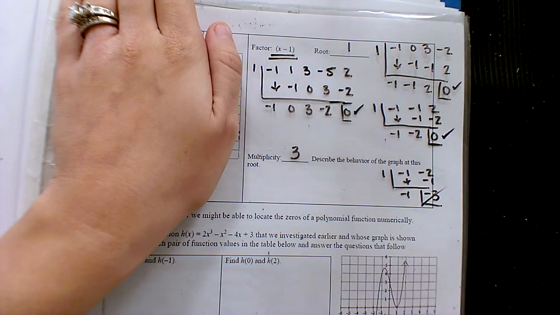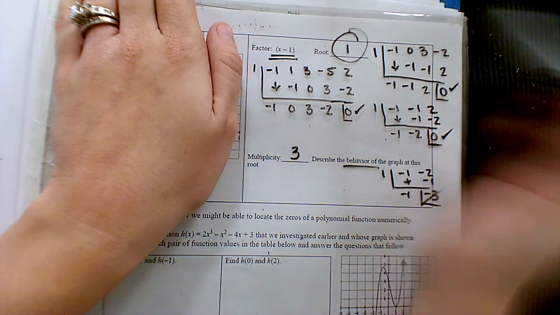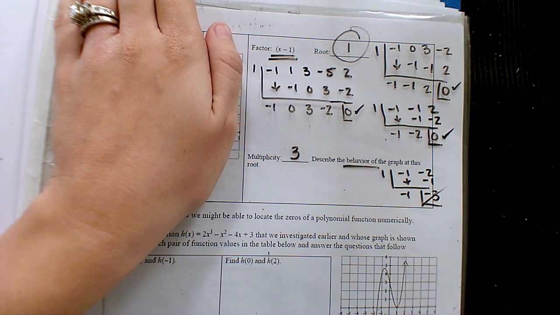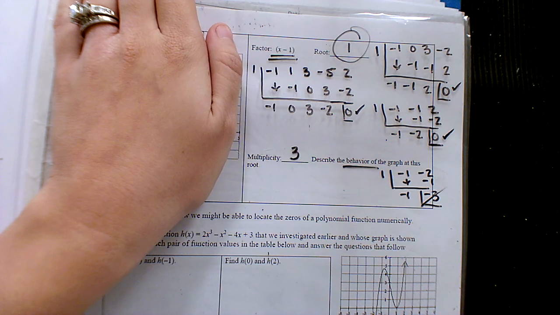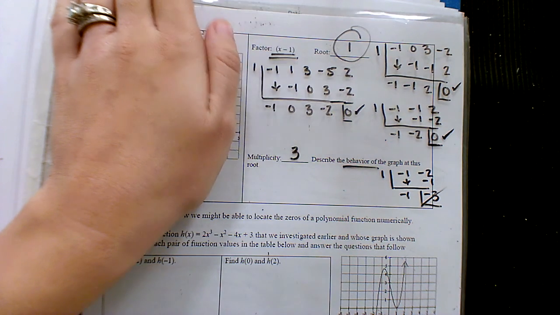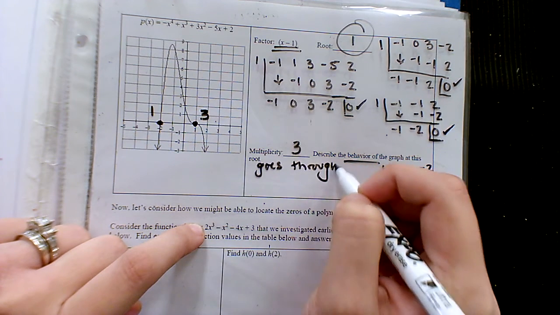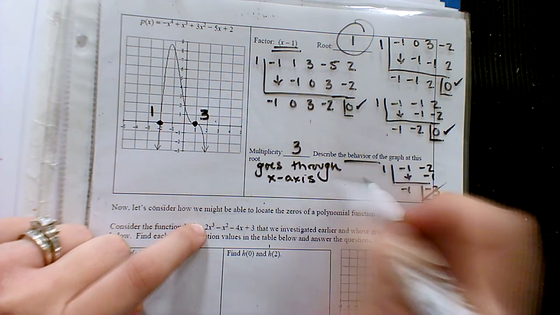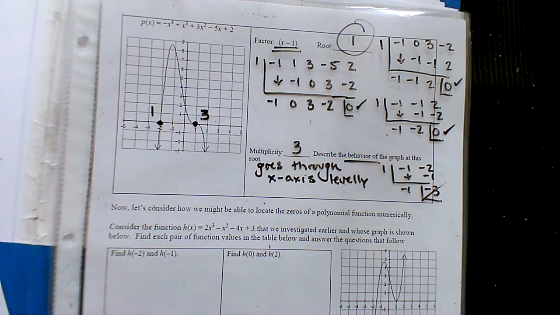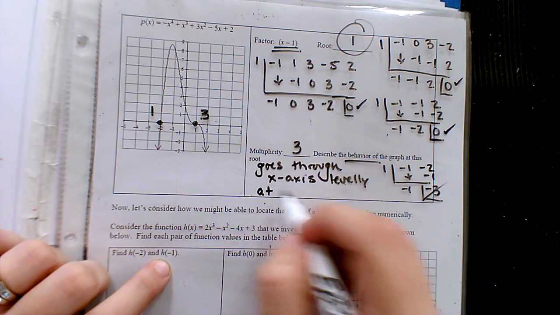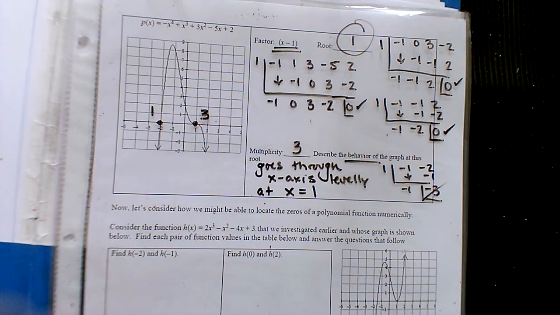Pretend the graph isn't there. How is the graph behaving at this x-intercept? What should the graph look like? Levelly. Okay, so goes through the x-axis levelly. Okay, whatever phrasing you want to use. I still got to check to see if that's a word. Levelly at x equals 1. Doing okay? All right.